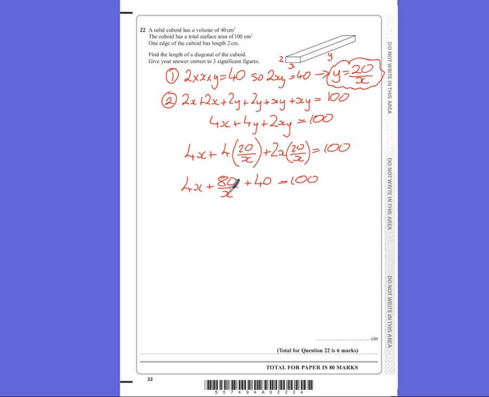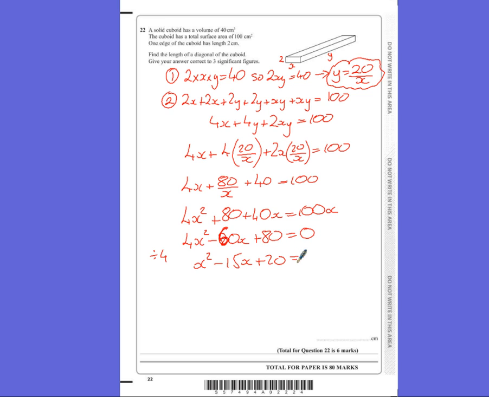And I've got a divided by x here, so I want to get rid of that. To get rid of that I need to multiply through by x, but I need to multiply everything by x. So if I multiply everything by x, I would get that, which is now going to be a quadratic that I can simplify. So getting everything on one side, I'd have 4x squared minus 20x, minus 60x, because they were originally 40, take off the 100 would be minus 60x, plus 80 equals 0. And then all these are a multiple of 4, so I'm going to divide through by 4, just to make my life a little bit easier. So x squared minus 15x plus 20 equals 0.